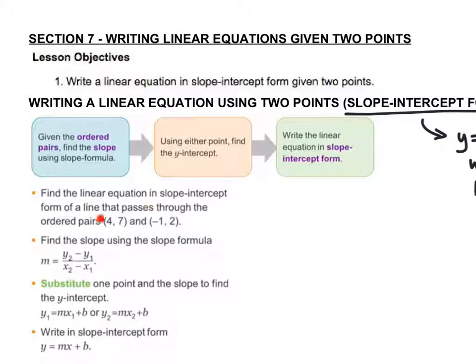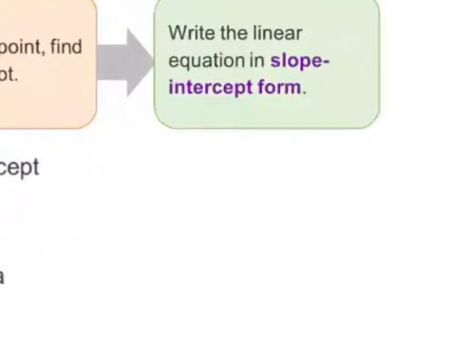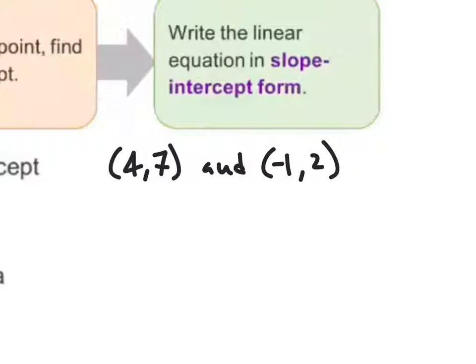So here's our set of points, okay? And so let's go ahead and just go through this. So we got 4, 7, and negative 1, 2. So I'm going to come in here and write 4, 7, and negative 1, 2, okay? And what I'm going to do, like we did before, is find the slope. So x1, y1, x2, y2.